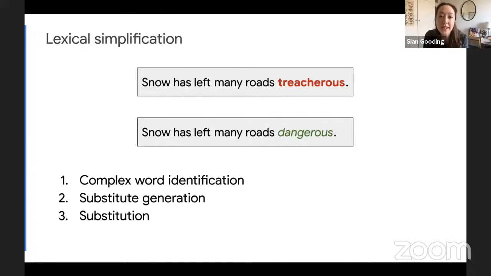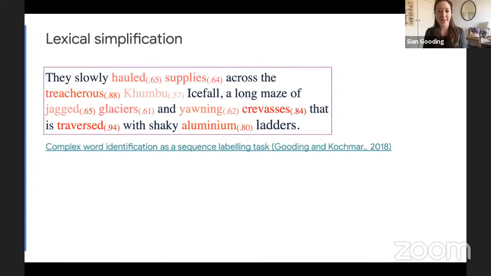And this was really where I started off my PhD. The first paper that I ever published, big moment, was at ACL in 2018, and it was this paper, Complex Word Identification as a Sequence Labelling Task. So you can see this example sentence up here. This is output from the system, and it's identified a range of different words as complex.